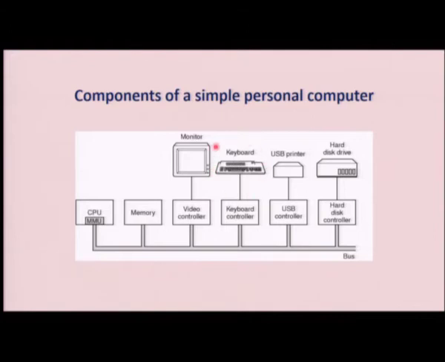Keyboard is an input device. We have a video controller, a keyboard controller, a USB controller, a hard disk controller, there is a bus, we can have a printer here, USB for a printer, and the printer is an output device. So input device, output device, the CPU, monitor is an output device, printer is an output device, keyboard is an input device. So we have memory, we have so many things that are coming together. This is a typical computer organization.